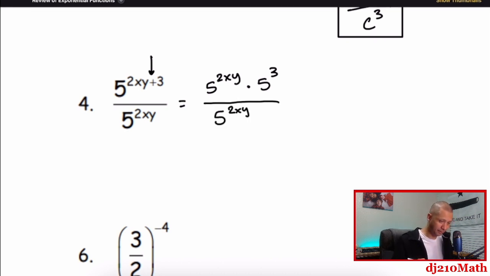And then you notice that because the top is being multiplied and you have the same term in the denominator, they actually cancel. So it's applying the exponent rule.